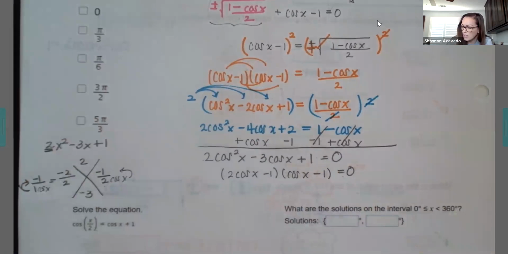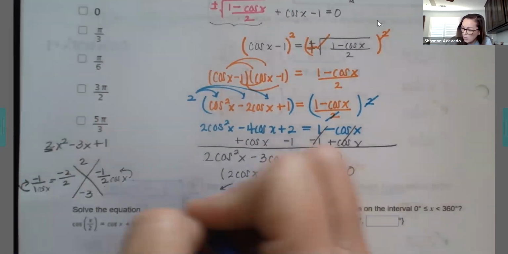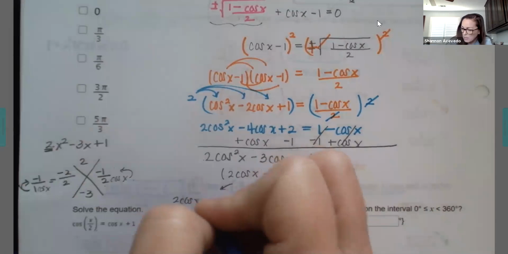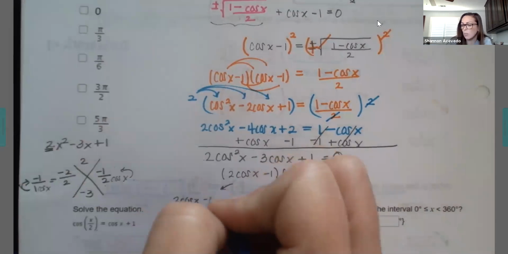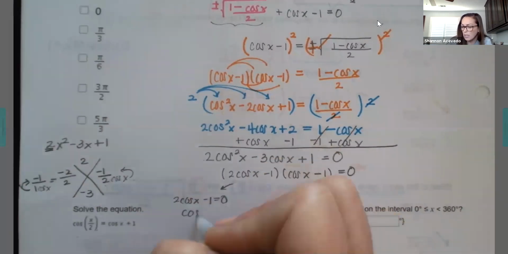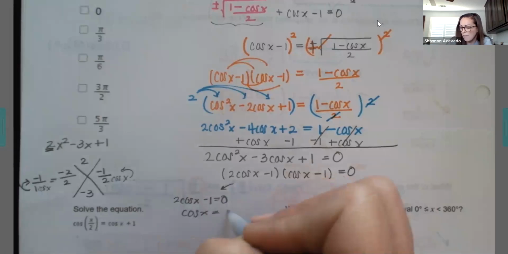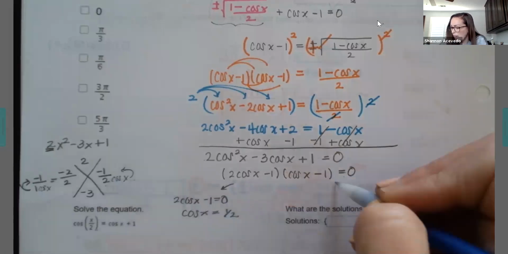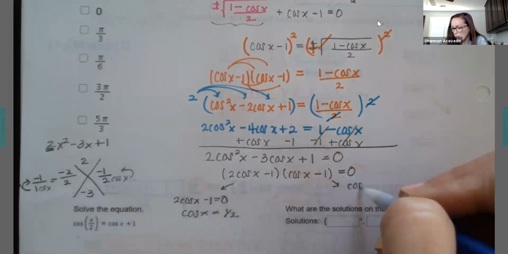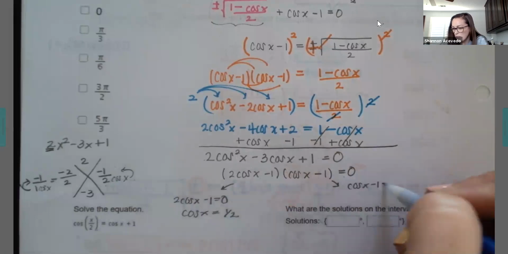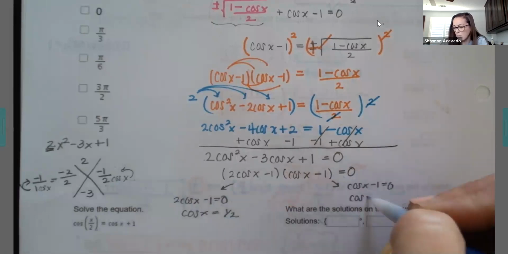And I set each one of these equal to 0, and those are going to give me my solutions. So I have 2 cosine of x minus 1 is equal to 0. Add 1, divide by 2, so I'm going to get my cosine of x is equal to 1/2. Over here, I'm going to have cosine of x minus 1 is equal to 0. So cosine of x is equal to 1.